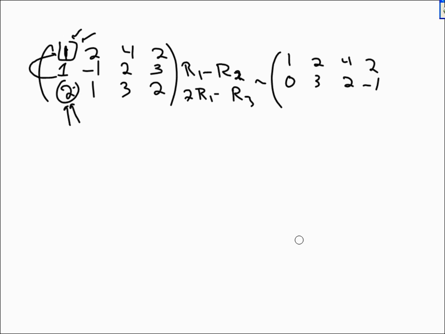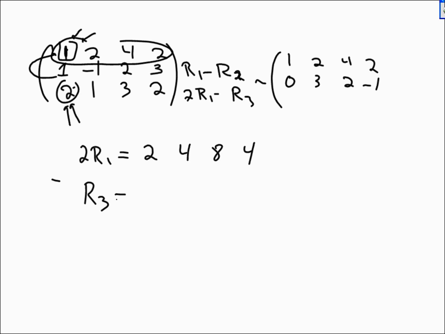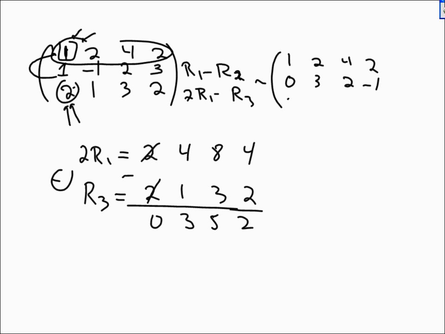Now we need to find out what the new row number 3 is going to be. It's going to be twice row 1 take away row 3. Twice row 1. I'm going to multiply each of these numbers by 2. 2 times 1, 2 times 2, 2 times 4, 2 times 2. Rows 3, 2, 1, 3, 2. Subtract. Why? Because I want this to be 0. And whatever I get for the other numbers, I have to live with. 0, 3, 5, and 2.